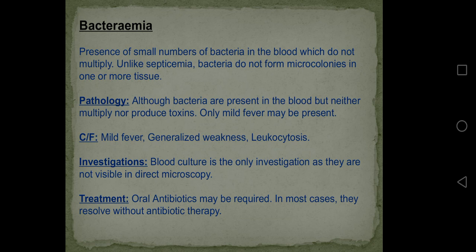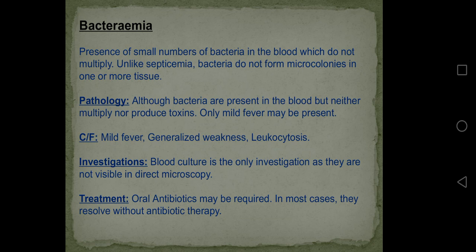What would be the pathology? The pathology is also very mild. Although bacteria are present in the blood, they neither multiply nor produce toxins, and only mild fever may be present. With what features may the patient present? It would be fever, generalized weakness, or leukocytosis. Of course, there will be leukocytosis because there is an infection of bacteria in the body.